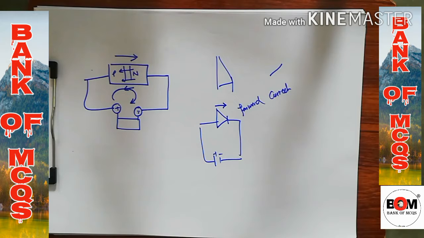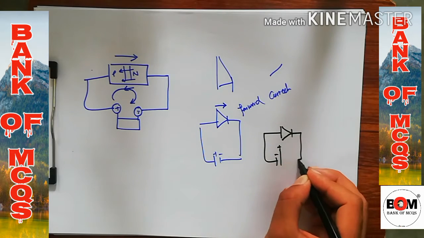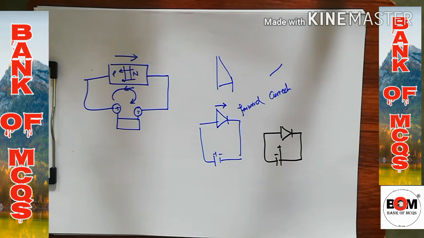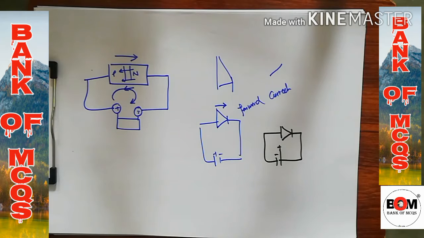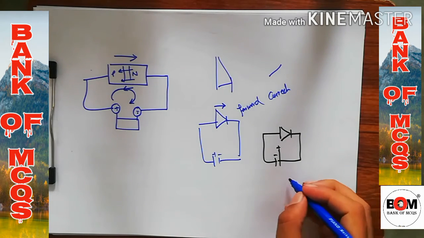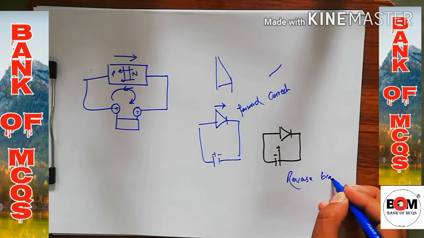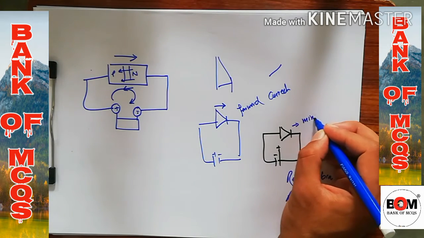Now on the other hand, if this is a PN junction and we connect this with negative and this with positive, then what will happen? So in the reverse, this is connected as reverse, so no current flows actually. If we connect P with the negative and N with the positive, then it is called reverse bias. And the current will be called reverse current. Reverse current is due to minority particles.